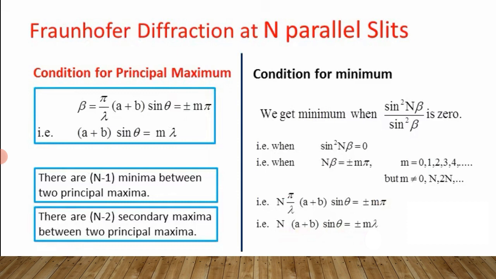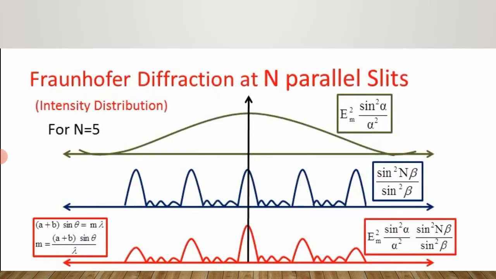Condition for minima: we get a minimum when sin square n beta upon sin square beta is 0, that is when sin square n beta is equal to 0, so n beta is equal to plus minus m pi, where m is equal to 0, 1, 2, 3 up to infinity, but m is not equal to 0, n, 2n and so on. That is, n times pi upon lambda (a plus b) sin theta is equal to plus minus m pi, so n (a plus b) sin theta is equal to plus minus m lambda.